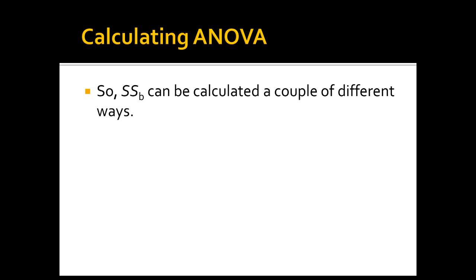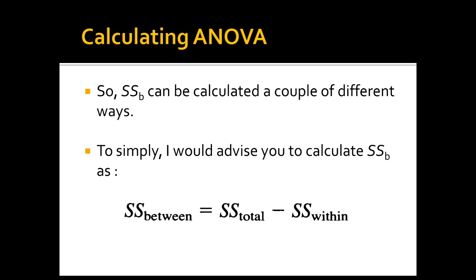So you can see that SSB can be calculated a couple of different ways. Choose whichever one is more comfortable for you, or alternatively, just calculate sums of squares within first, and then you can just do SST minus SSW and get your sums of squares between.